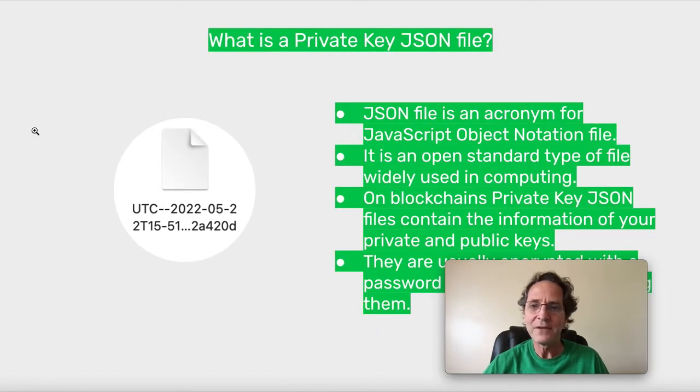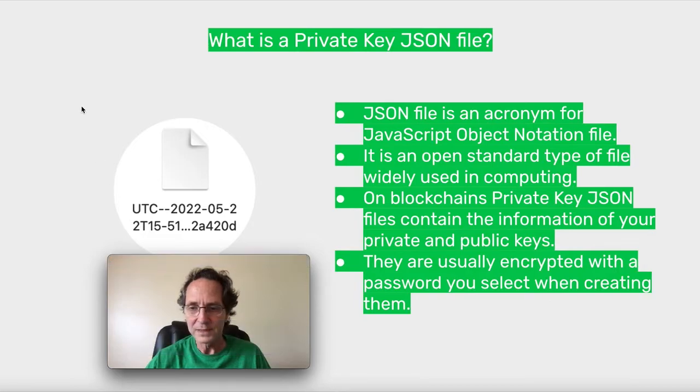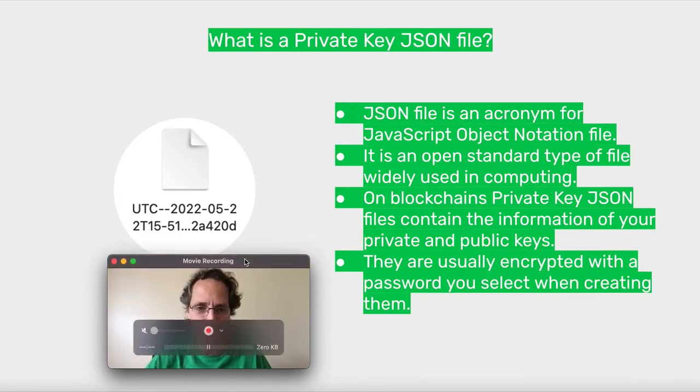But what is a private key JSON file? JSON is an acronym for JavaScript Object Notation. It is an open standard type of file widely used in computing. On blockchains, private key JSON files contain the information of your private key and public keys. They're usually encrypted with a password you selected when creating them.